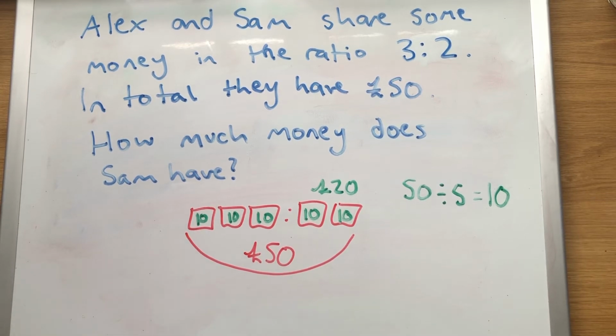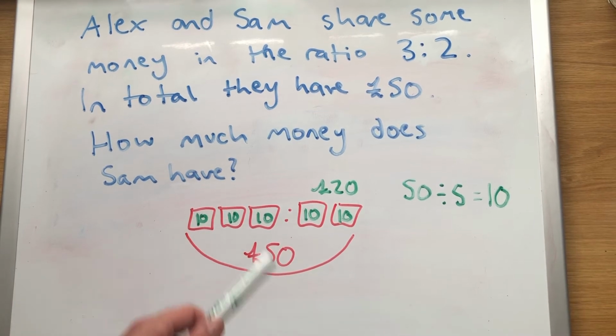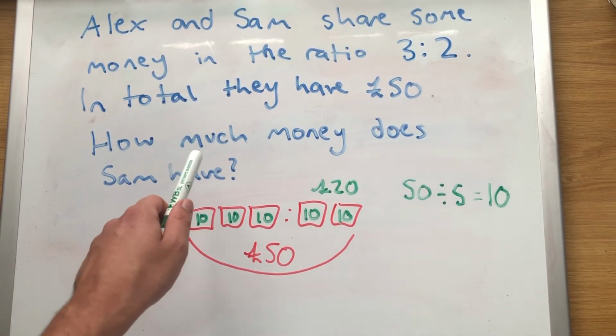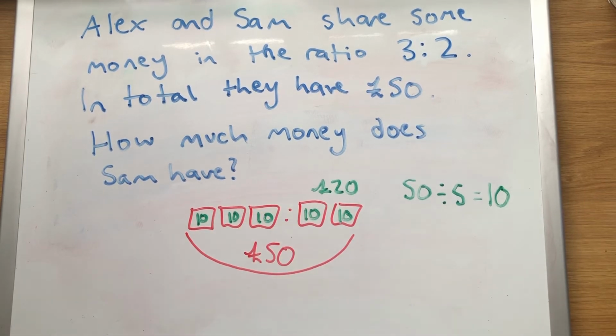If the question was how much money does Alex have? 10 plus 10 plus 10, or 10 times 3, Alex has £30. The question is saying how much does Sam have? So 10 plus 10, or 10 times 2, Sam has £20. We're going to do another example now.